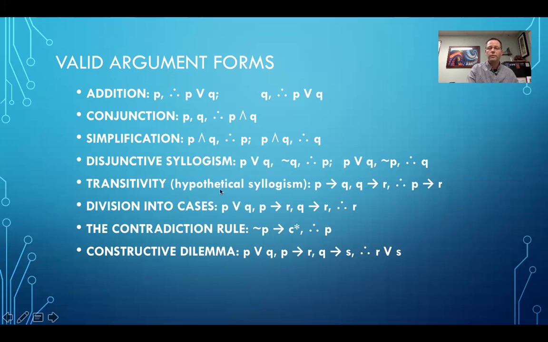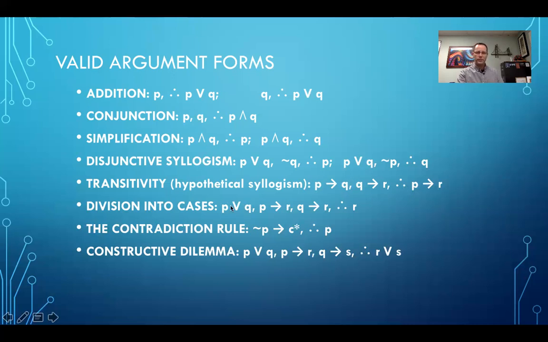Or transitivity, which one of our books calls the hypothetical syllogism. If P, then Q. If Q, then R. Therefore, if P, then R. That makes sense. P goes to Q, Q goes to R. That means P gets to R.